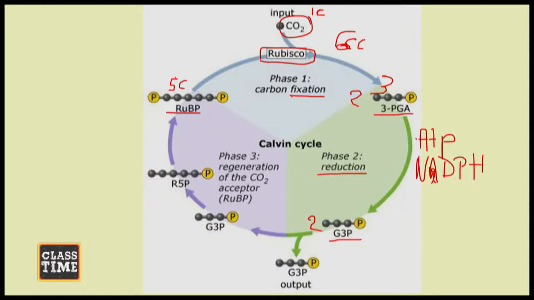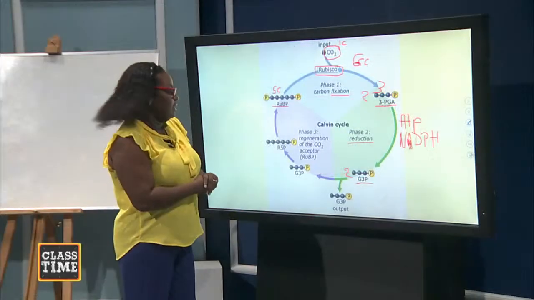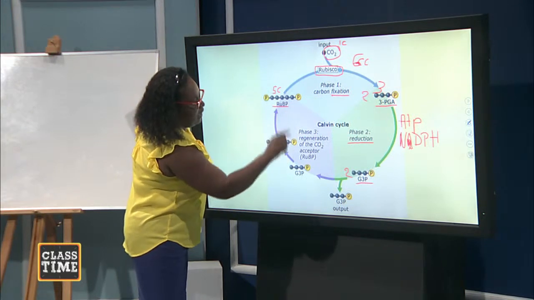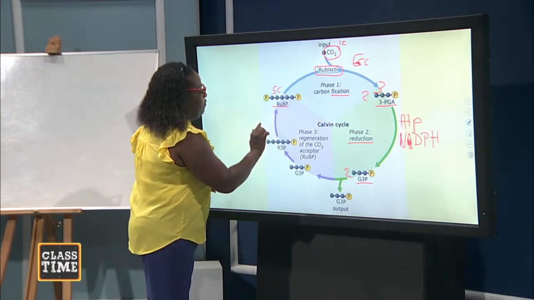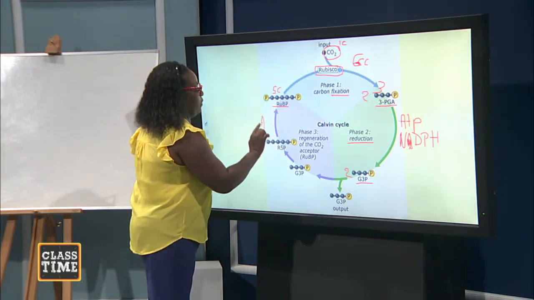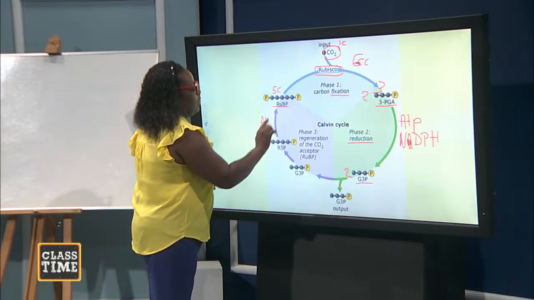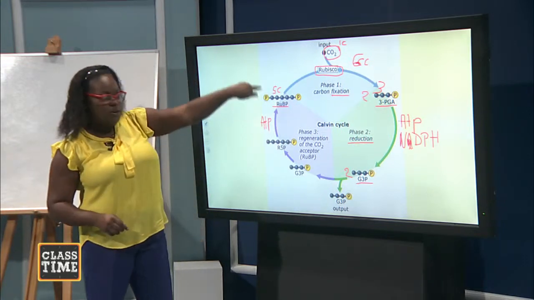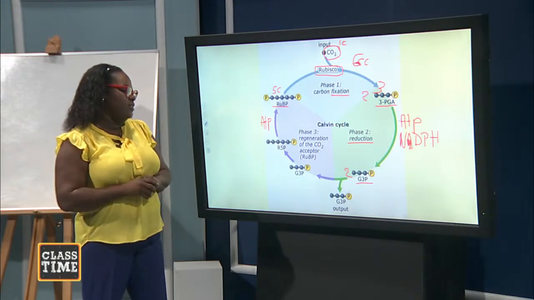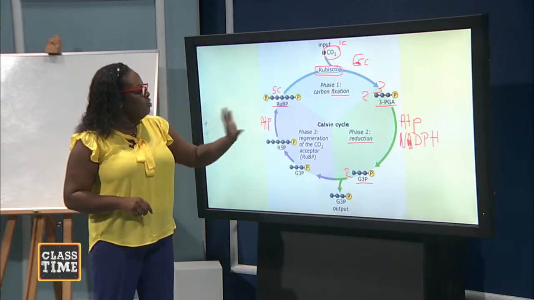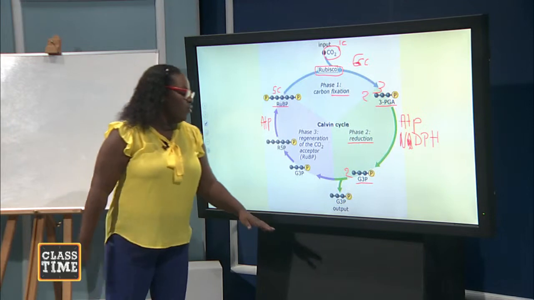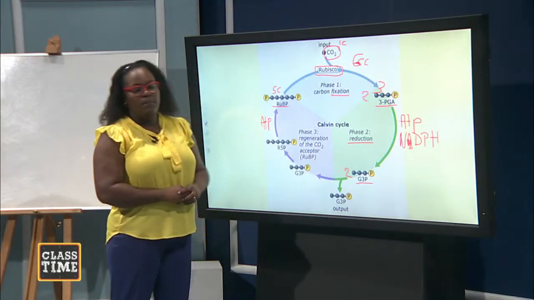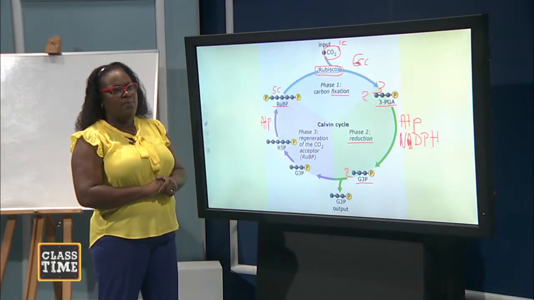So whatever we start out with, we must end back up with. That is basically what a cycle is about. So therefore, what happens is that the ATP, more ATP from the previous stage of photosynthesis, is now going to be utilized to convert our G3P back to RuBP.